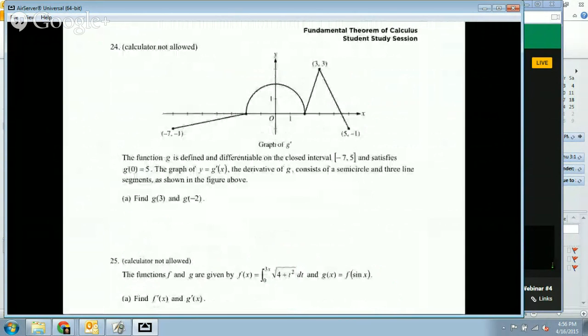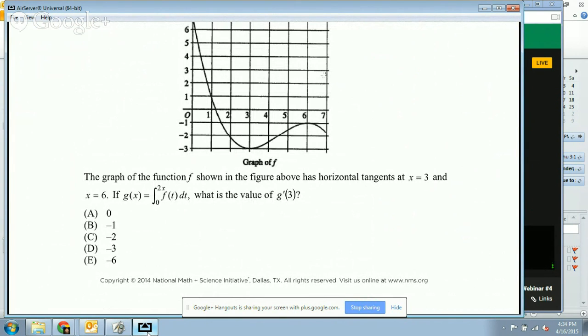All right, oh, this is a classic one. I love this one. So if I take a look at this, I have the graph of g prime. So I'm going to make sure I make a note of that. The function g is defined and differentiable on this closed interval and satisfies g of 0 equals 5. I know I'm going to need that for sure. The graph of y equals g prime, the derivative of g, consists of a semi.